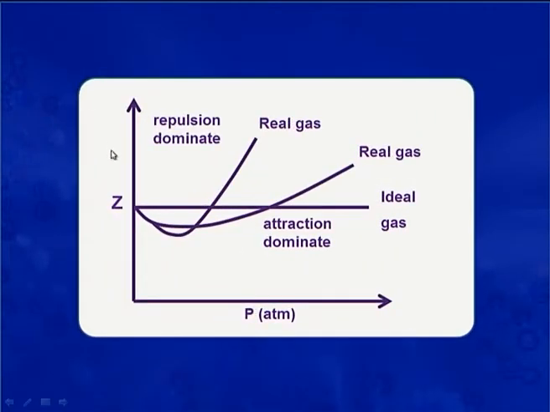So, this is the graph, and in this portion where the value of Z is less, there is a dip. At moderate pressure, attraction dominates, while when the pressure is high, repulsion dominates here. Some gases show exceptional behavior, those are hydrogen and helium. The molecules of these gases are of very small size, and consequently the force of attraction between the molecules is always negligible. That is why they show ideal character.